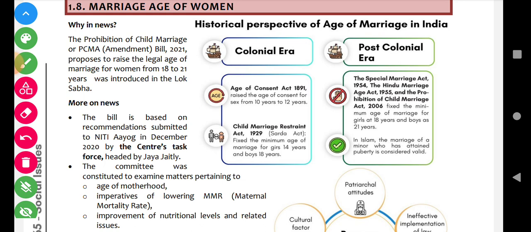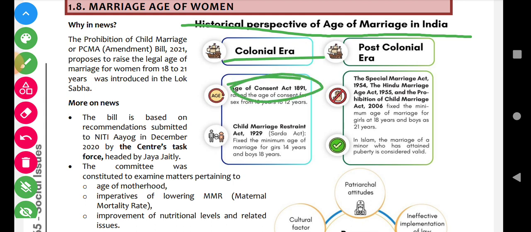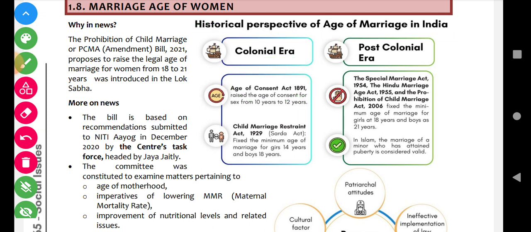So this is the historical perspectives of the age of marriage in India in the colonial era. Age of Consent Act 1891, the girls' age for marriage is raised from 10 years to 12 years. Child Marriage Restraint Act 1929, popularly called the Sarda Act: girls' age is 14 years and boys' age is 18 years.